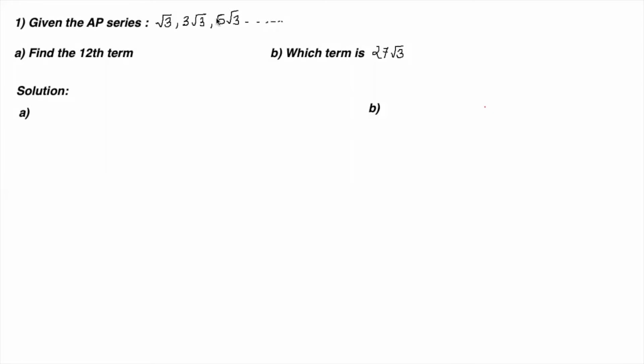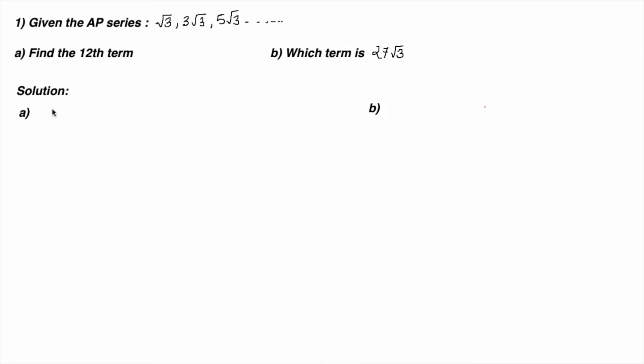In the first question, the AP series is given as root 3, 3 root 3, 5 root 3 and so on. In the first part, we need to find the 12th term, and in the second part, we need to find the term number which is equal to 27 root 3. So let's start with the solution. First we'll do the solution for the A part. We need to find the 12th term.